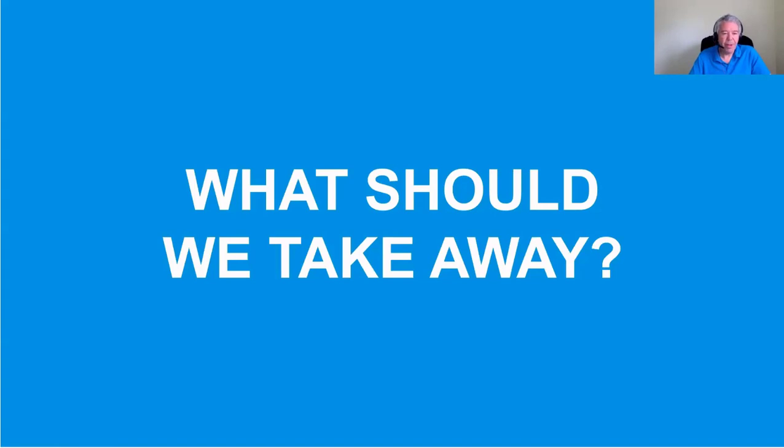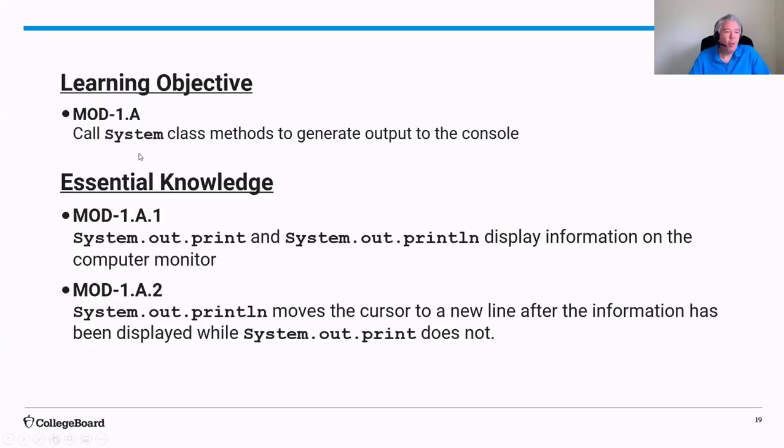Okay, so here are the main takeaways. When we want output to go to the console, we have to call these system class methods. That's their job. And the system class methods include print and println. So system.out.print and system.out.println will display information on the monitor. The difference between the two is that system.out.println moves the cursor to a new line after the information's been displayed. System.out.print, the cursor is just going to wait right there at the end of the line for us and blink, waiting for whatever comes next.